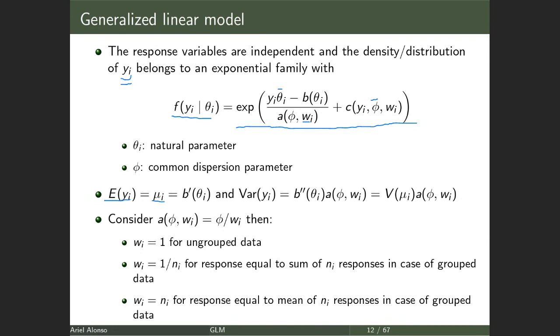Now, the expected value of yi is just the mean of the distribution, called mu i, and we know that this is just the first derivative of b evaluated at theta i. And the variance of yi, as we saw before, is just the variance function, the second derivative of b with respect to theta.